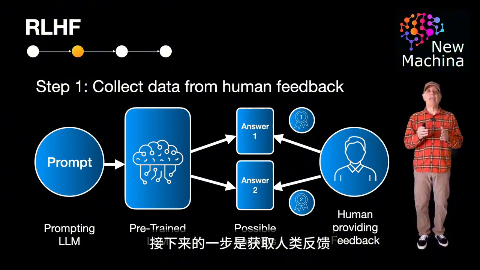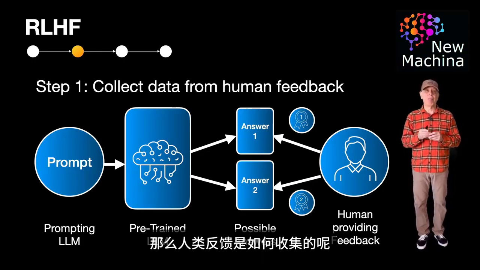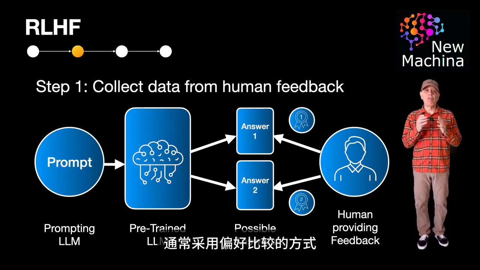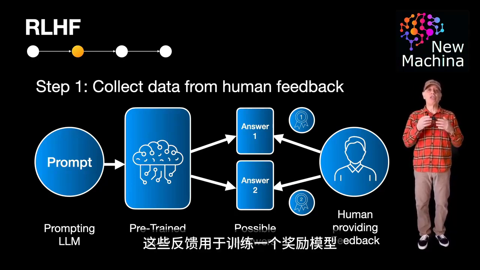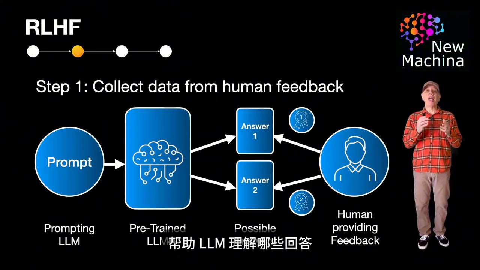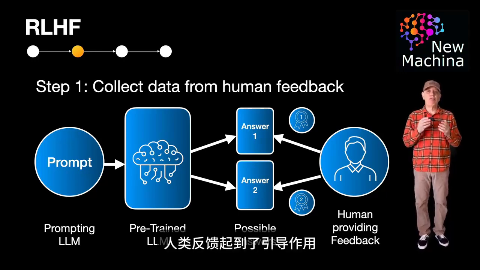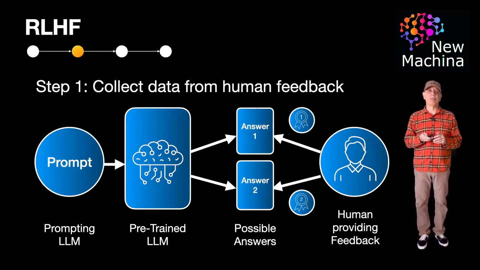Now, the next step is getting human feedback. So how is human feedback collected? Human feedback is gathered by evaluating the LLM's outputs, often through preference comparisons, rather than direct rewards or penalties. This feedback is used to train a reward model, which helps the LLM understand which responses are more desirable. In simple terms, the human feedback acts as a guide, helping the LLM learn what is right and what is wrong based on human standards.